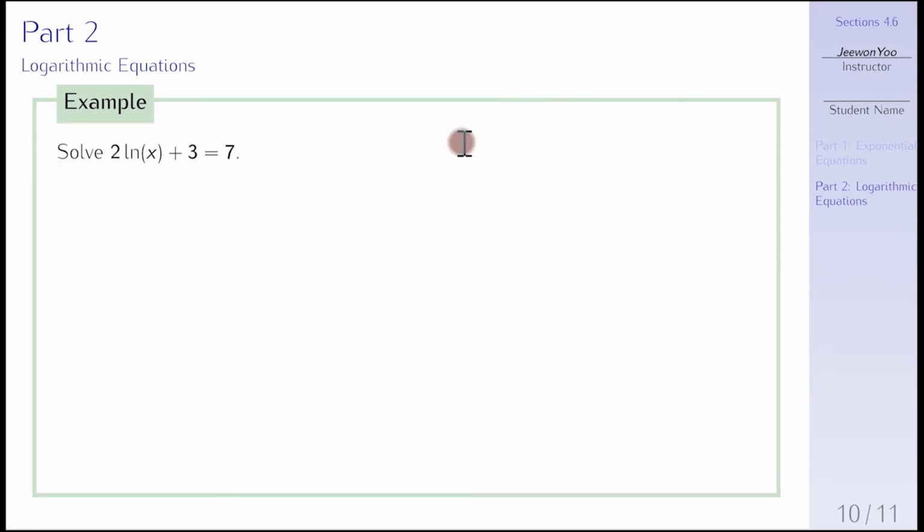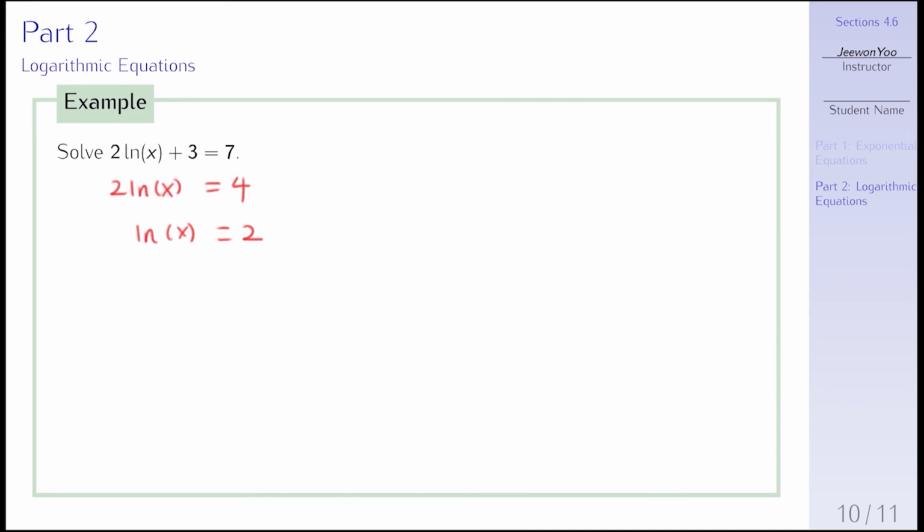Next example. Solve the equation 2 times natural log of x plus 3 equals 7. If you remember what I said as a hot tip from the previous example, whenever you see a number, you can change it to a logarithmic expression. But let's do it later, okay? The reason is your life will be much easier if you subtract both sides by 3. This looks much better, doesn't it? Even if you want to make your life simpler, divide both sides by 2.